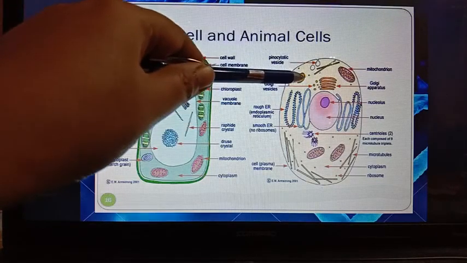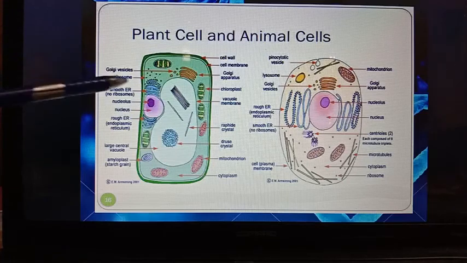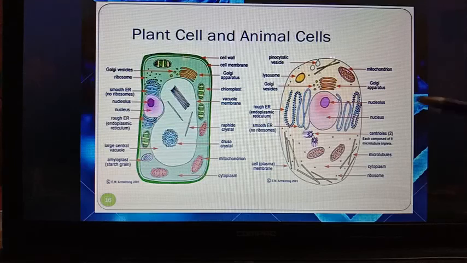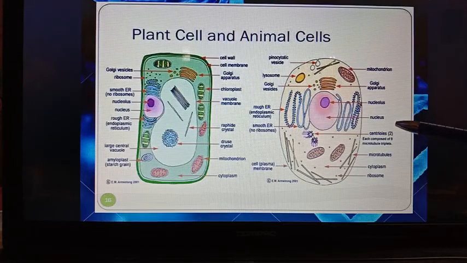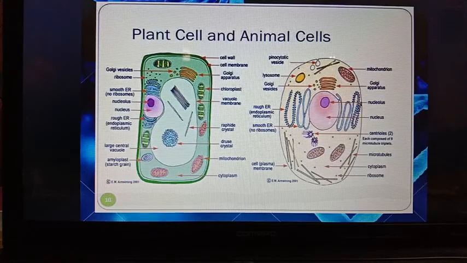Lysosome, one type of cell organelle that is present in the animal cell, but it is absent in the plant cell. You can't see lysosome here. And another cell organelle that is known as centrosome is also present in the animal cell and is absent in the plant cell.